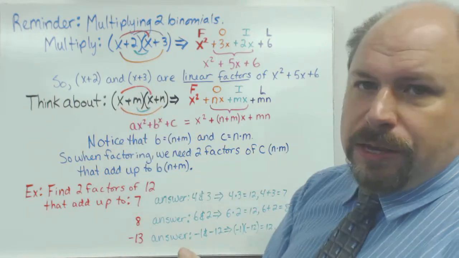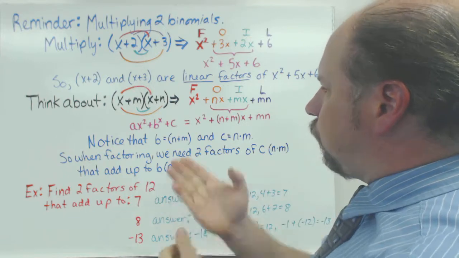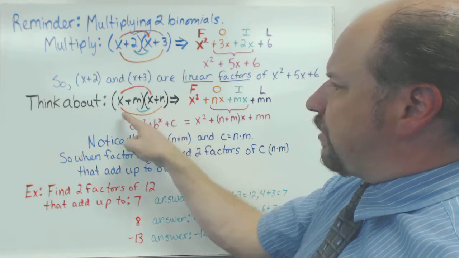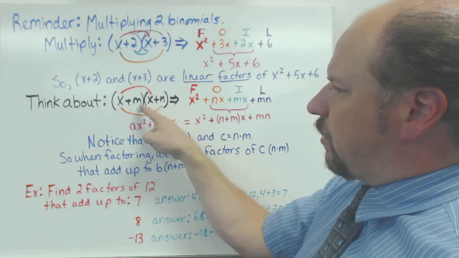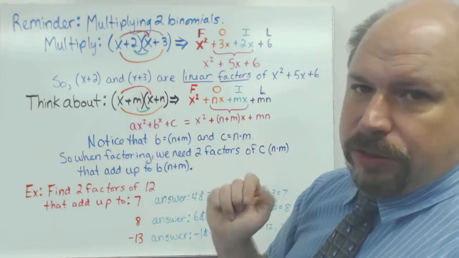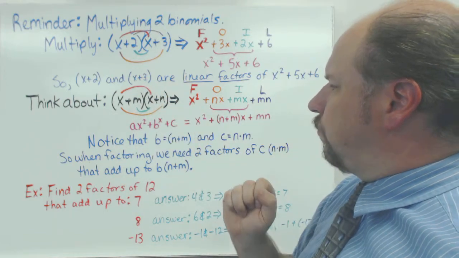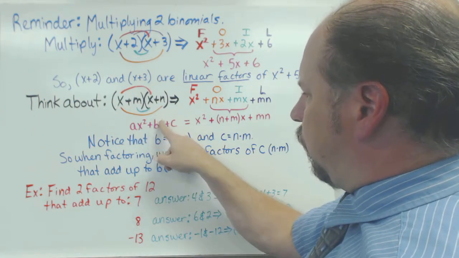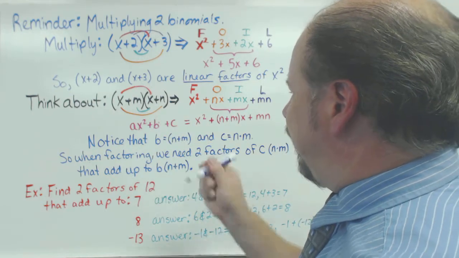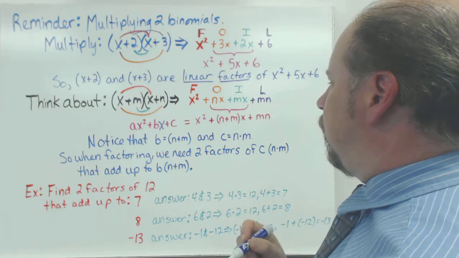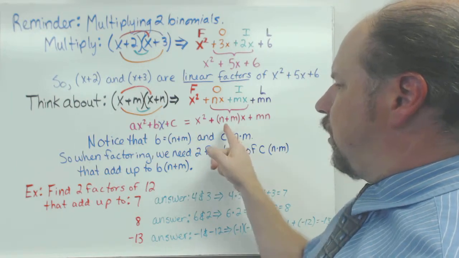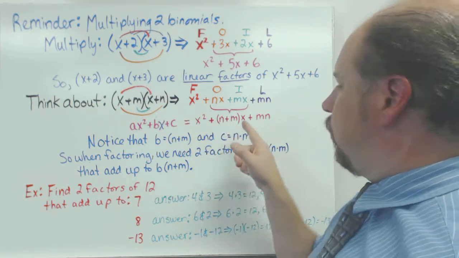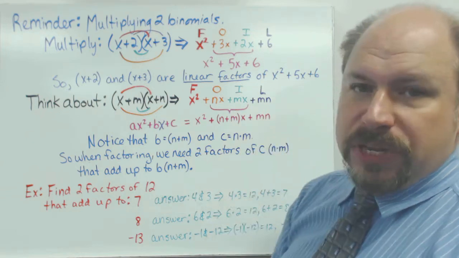So think about x plus m times x plus n. When we FOIL that, we get, of course, x squared plus nx plus mx, and then m times n. So our ax squared plus bx plus c is x squared plus the quantity n plus m times x, plus m times n.